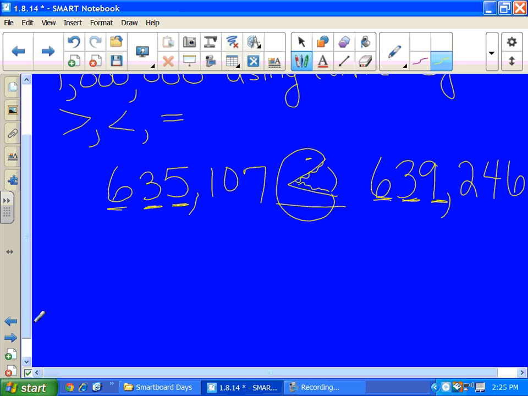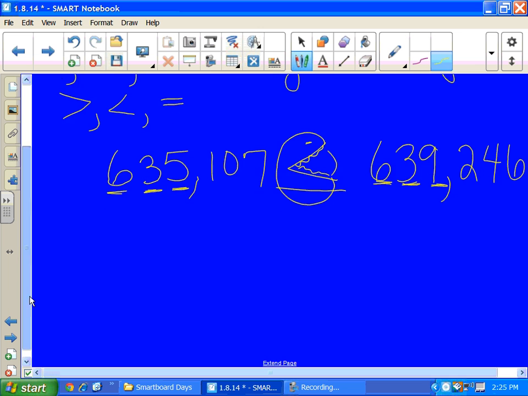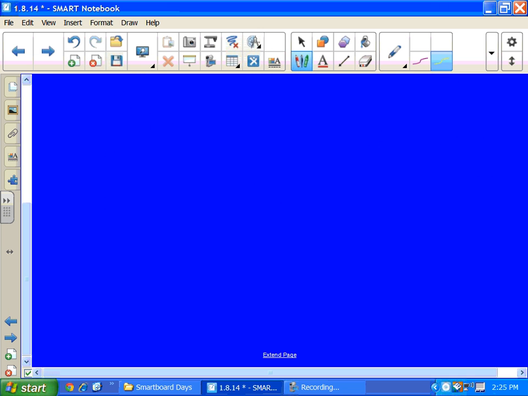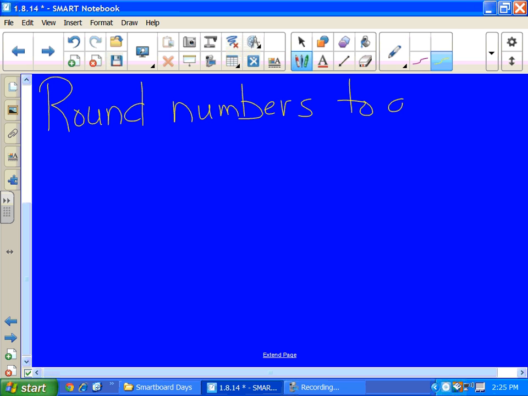The next thing that you will have to know is being able to round numbers to any place value. As we've done in class, we could round to the tens place, the hundreds place, the thousands place, the 10,000s place. So let's take one as an example.